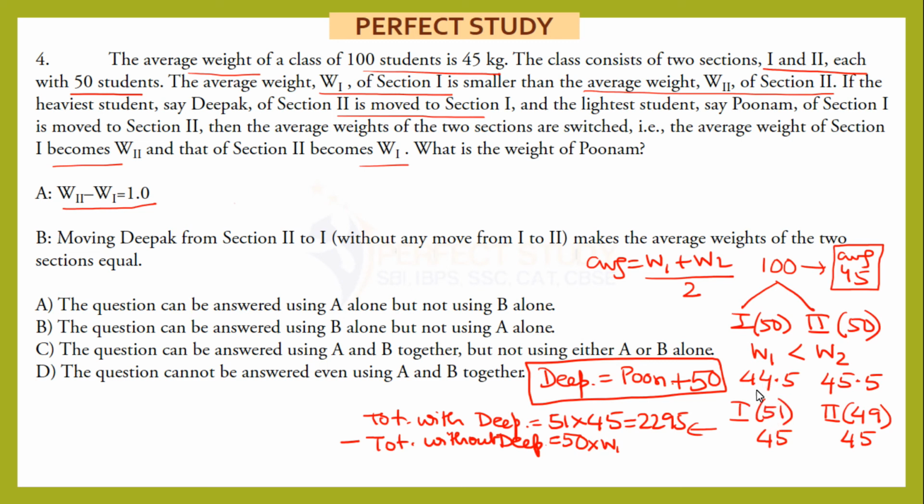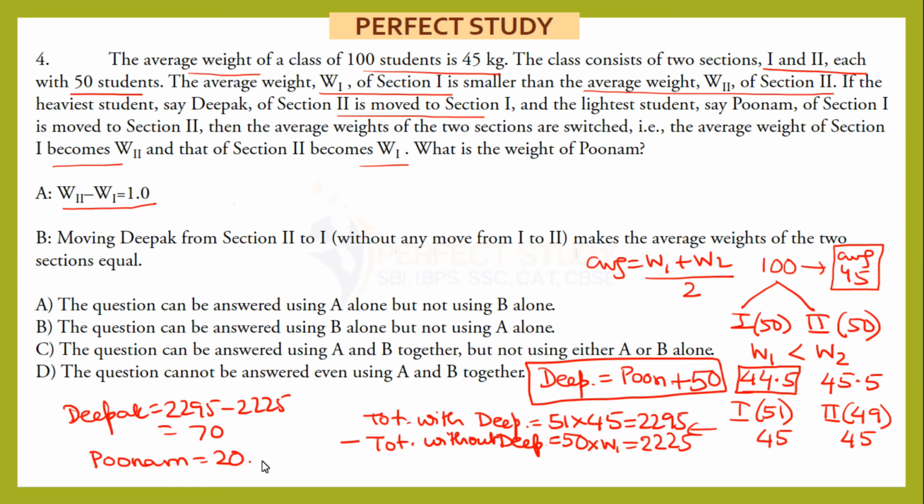Yes, we can, because when we consider statement A also, then we know that this value is 44.5. So if you take W1 as 44.5, then the total becomes 2225. I am writing here Deepak will be equal to 2295 minus 2225, which is equal to 70, and if Deepak is 70, then Poonam is 70 minus 50, that is 20. Although this final part is not required for the solution, for better understanding I have actually calculated Poonam's weight also. That means by combining both we are able to solve the question.